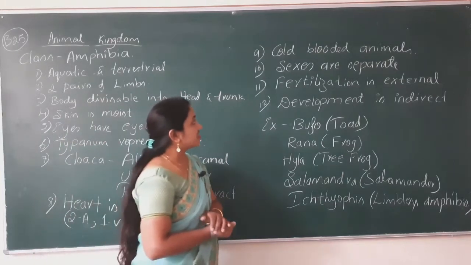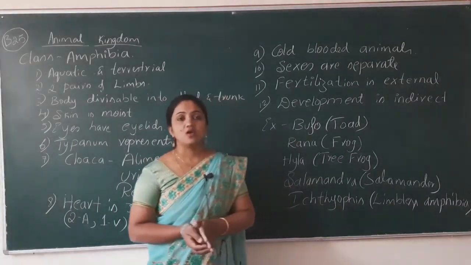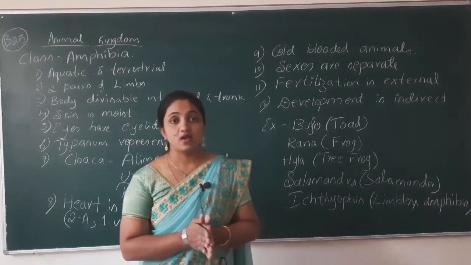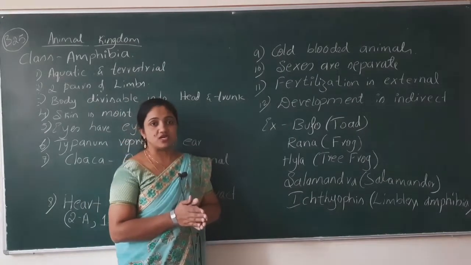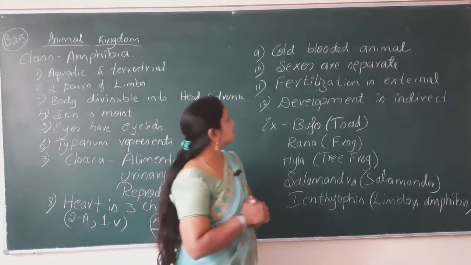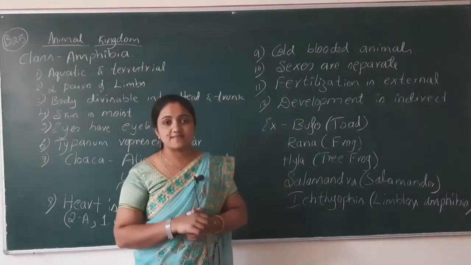Now the next characteristic feature is these organisms are cold-blooded animals. It means they are poikilotherms. They are not going to compensate to the ambient temperature. The next characteristic feature is sexes are separate.